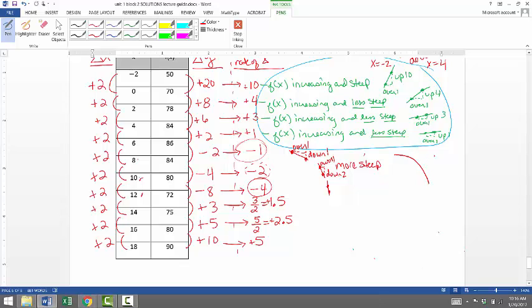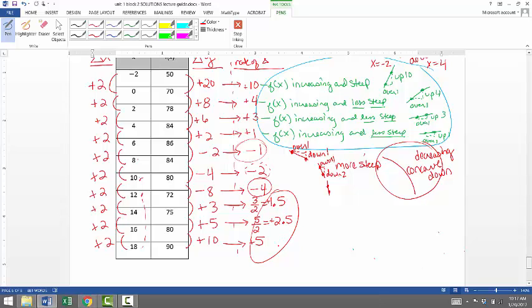So on this interval, the function f of x is decreasing because the slopes are negative, and concave down because it is decreasing and getting steeper and steeper. Finally, from x equals 12 all the way up to x equals 18, we again see that the slopes are positive. Positive slope. That means we have an increasing function.